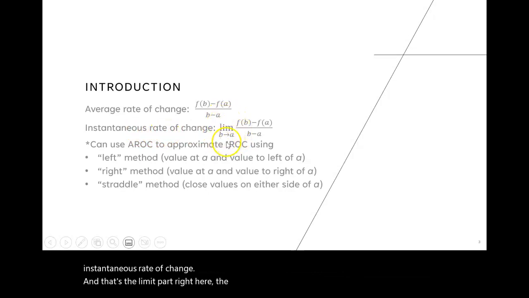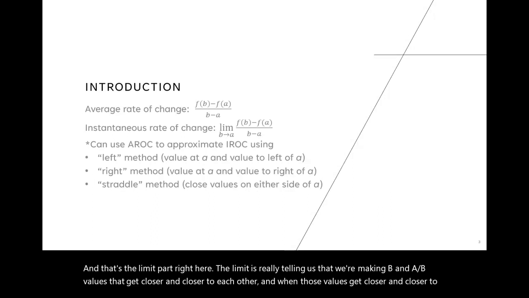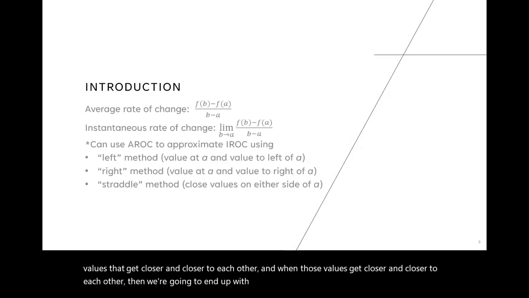The limit is really telling us that we're making b and a be values that get closer and closer to each other. And when those values get closer and closer to each other, then we're going to end up with what happens at an instant, the rate of change in particular.